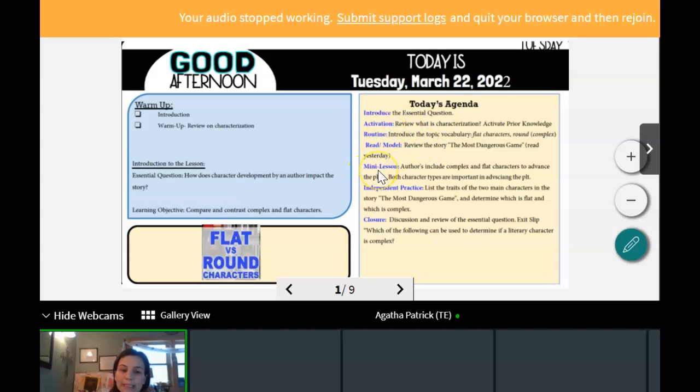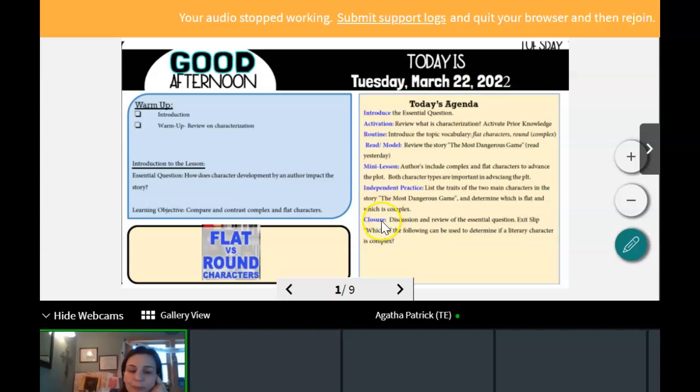We're going to do a mini lesson on how authors include complex and flat characters to advance the plot. Why do they include both flat and complex characters in advancing the plot? And then I'll have you do an independent practice activity where you're going to list the traits of the two main characters in the story The Most Dangerous Game and determine which is flat and which is complex.